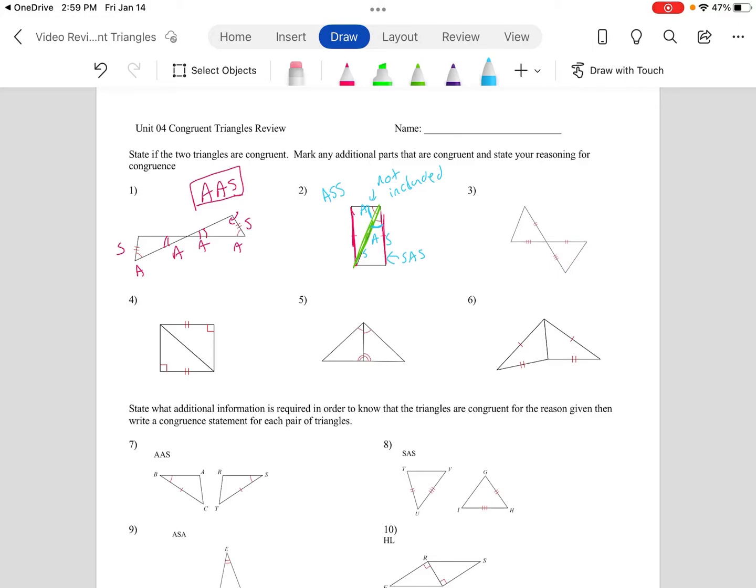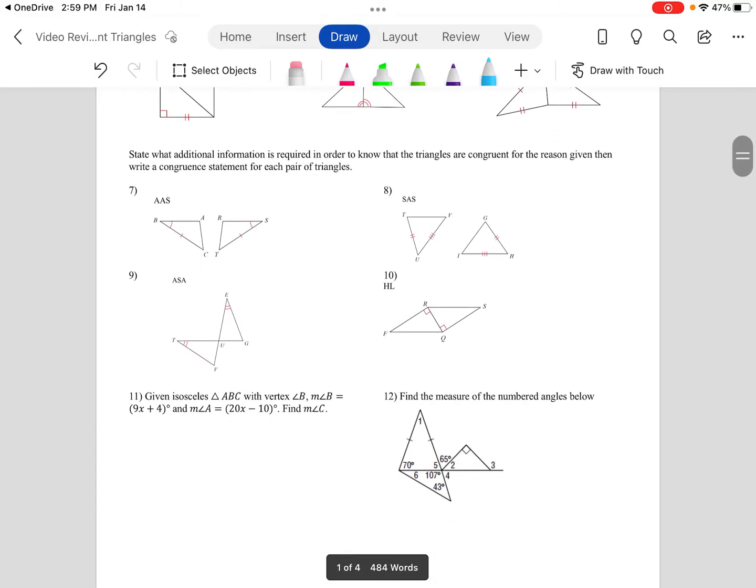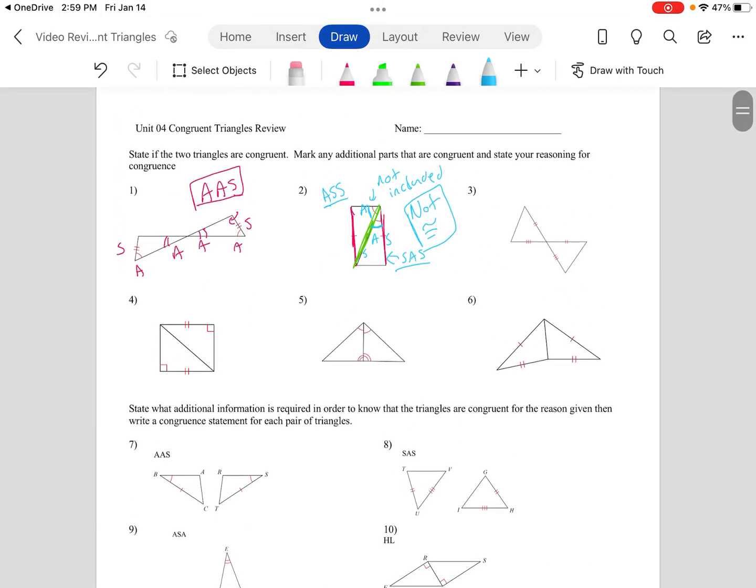Since these do not match, and angle, side, side is not a way to prove congruence, not congruent necessarily. They could be congruent, but not by any means. So this is all you would write. So anything that I box here is what you write.